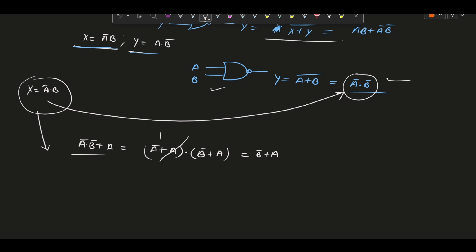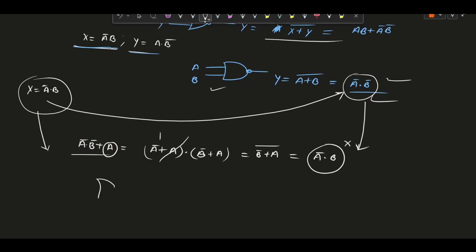And we know if we complement this, then we will get A complement into B. So this is nothing but the X. So from this we will implement the X term if we add A in this expression. So let's implement X from this concept.